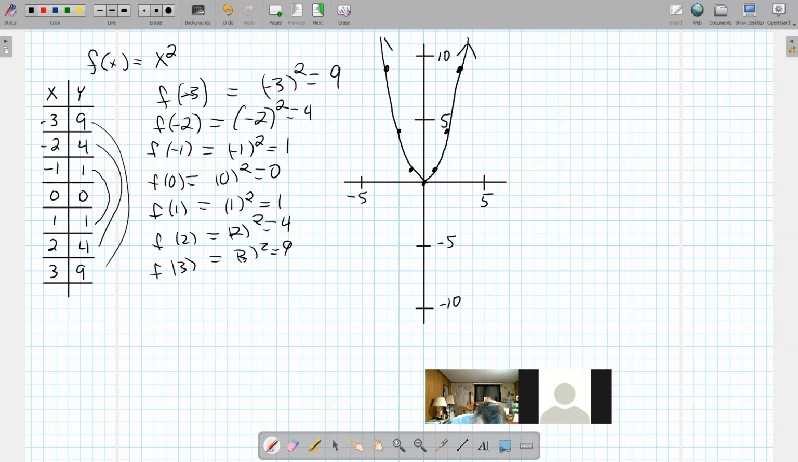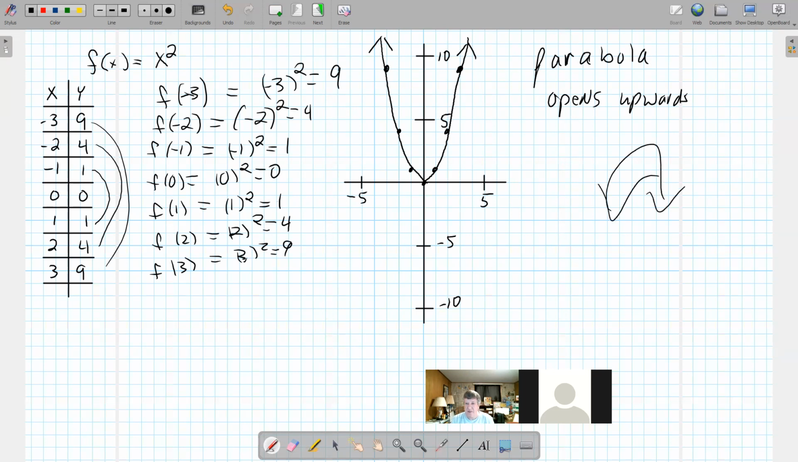All right. This is called a parabola, P-A-R-A-B-O-L-A. And we say that this parabola opens upwards. Okay, so think of it as like it'll hold water. If we have one that's facing downwards, like this, we say that it opens downwards.